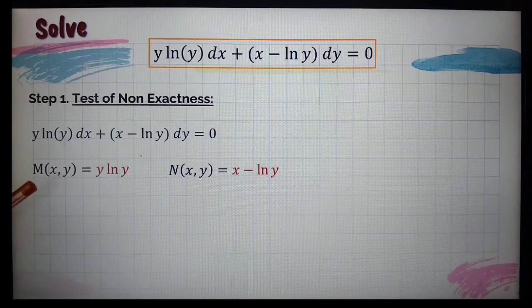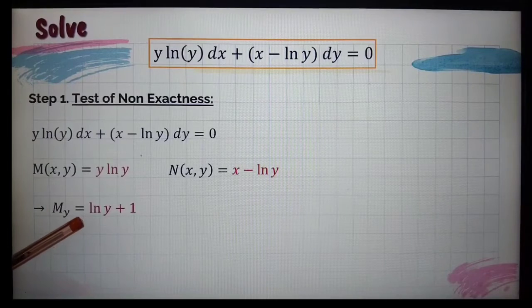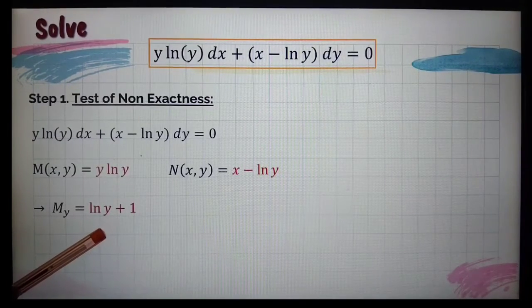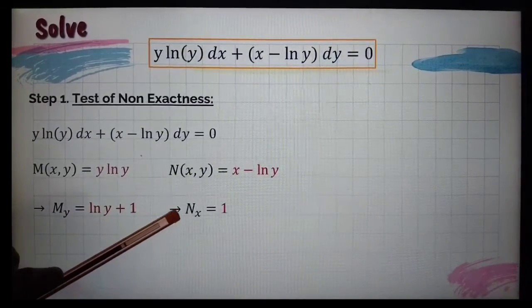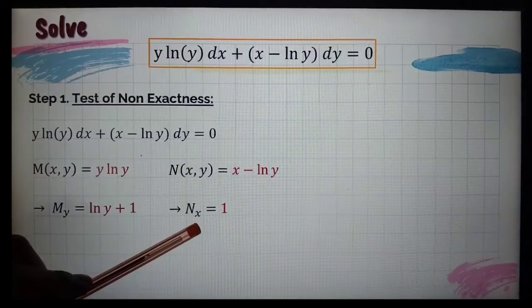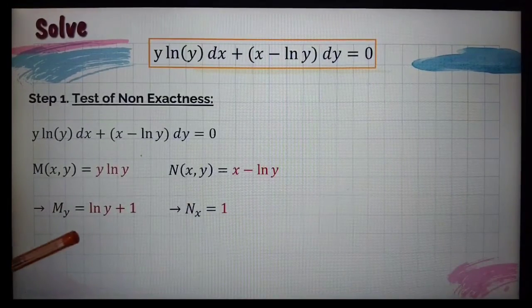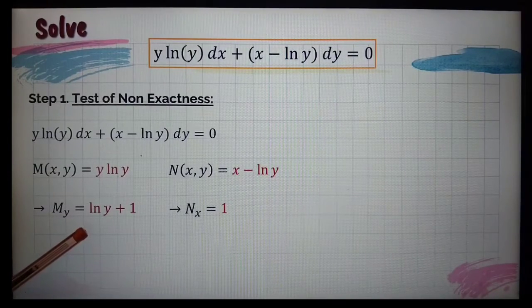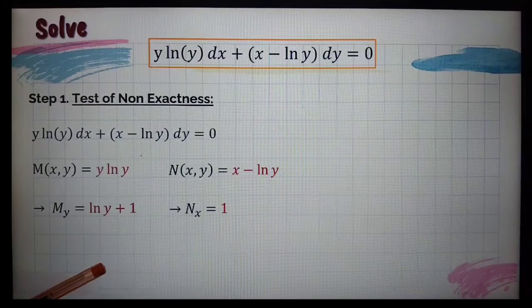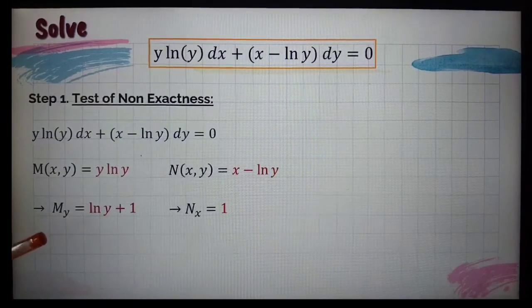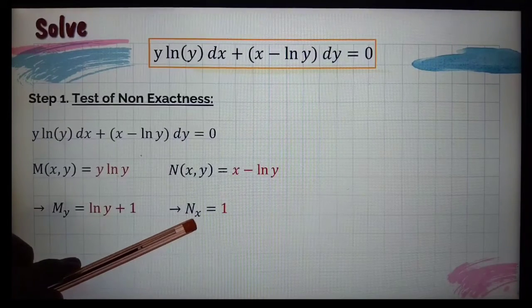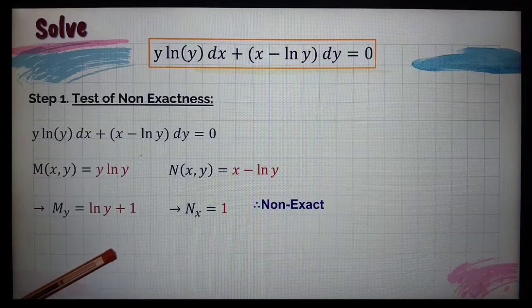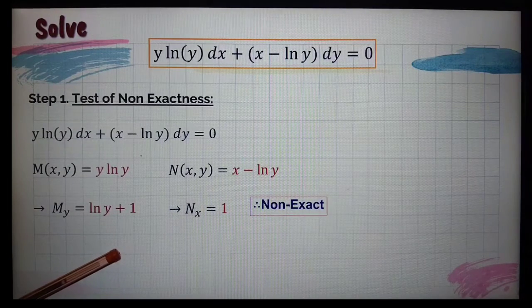The partial derivative of M with respect to y is equal to ln y plus 1. For our N function, the partial derivative of N with respect to x is equal to 1. So we can now see if it is exact or non-exact. It is very obvious that the partial derivative of M with respect to y is not equal to the partial derivative of N with respect to x. So we can now conclude that this is a non-exact differential equation.